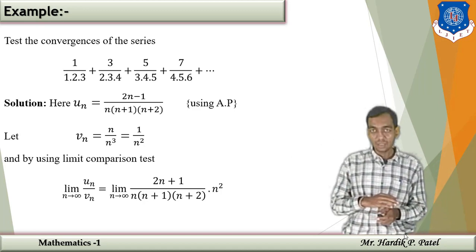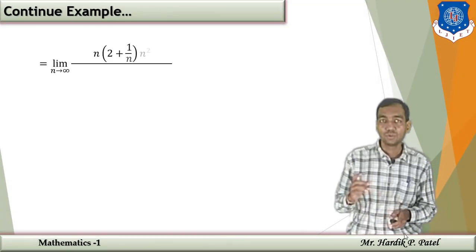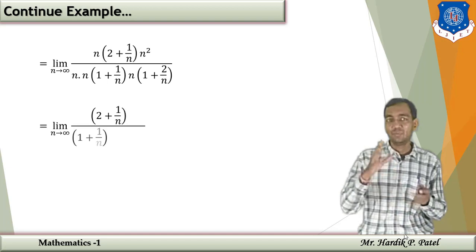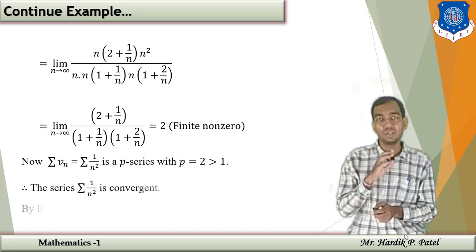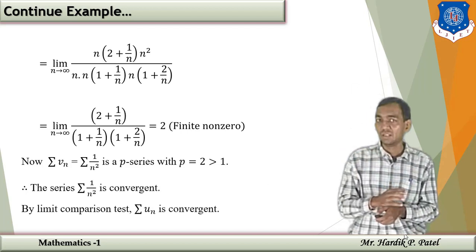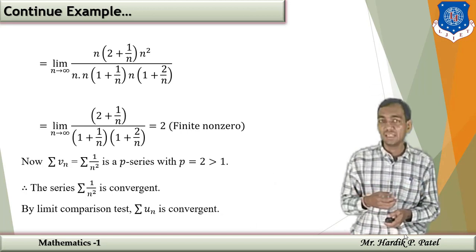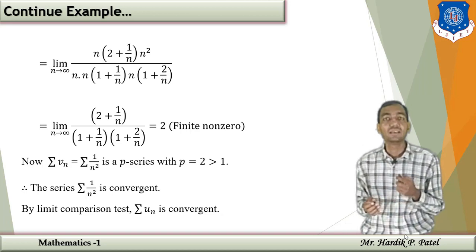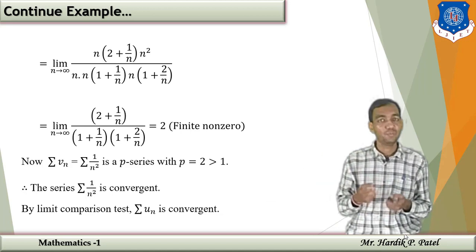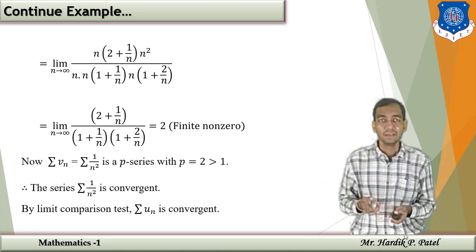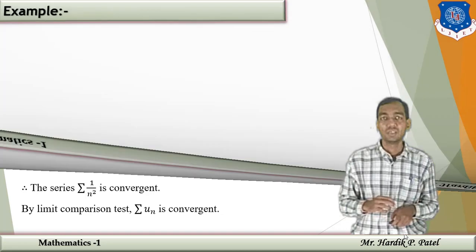That will give you the answer of the limit as 2, correct? So we simplify all these terms and find the value. Once you have the value 2, which is non-zero and finite, your condition of limit comparison is fulfilled. Now sigma Vn is nothing but sigma 1 upon n square, and that is convergent because p is equal to 2, and for a p series, p equal to 2 is convergent. So sigma Vn is convergent, and by the comparison test, your sigma Un is also convergent.